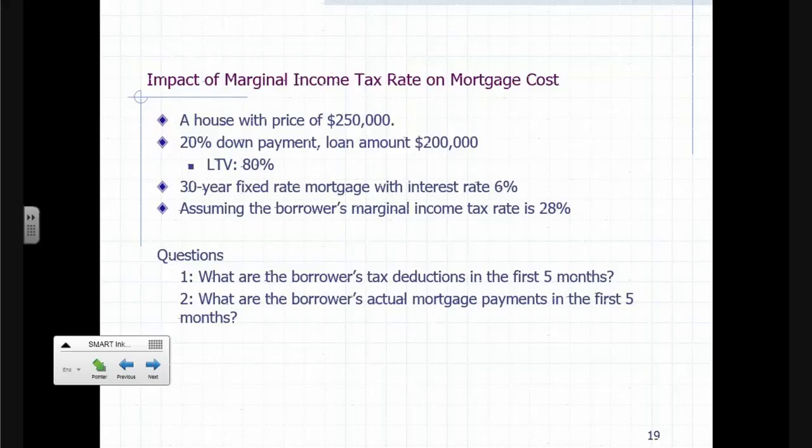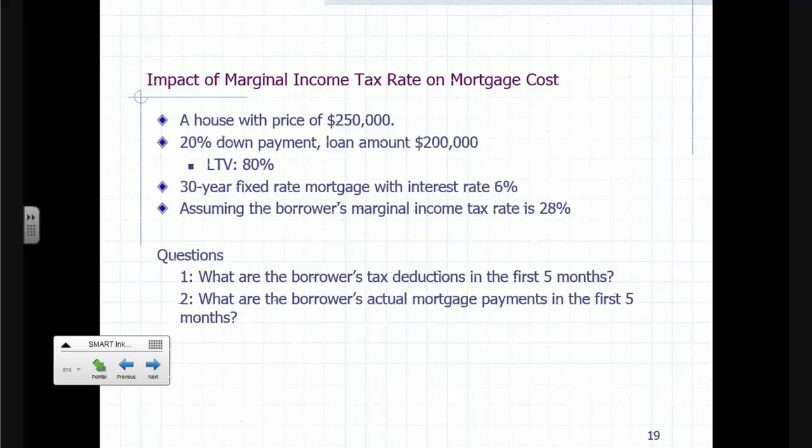So now if we look at a real example, a house with a price of $250,000 and your loan to value ratio is 80%, 20% from your own pocket, so you borrow $200,000. Then you choose a 30 years fixed mortgage with interest rate 6%. Assume the borrower's marginal income tax is 28%. So 28% basically is, I think, your individual income is about $90,000. Maybe you already reached this number. So you pay marginal tax rate 28%, so we just assume 28%.